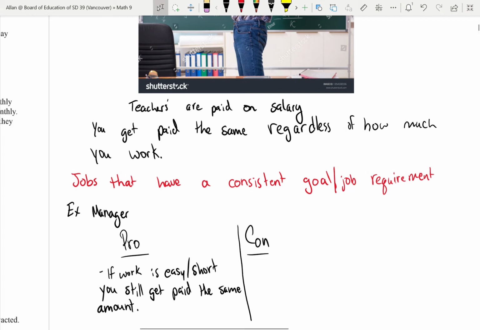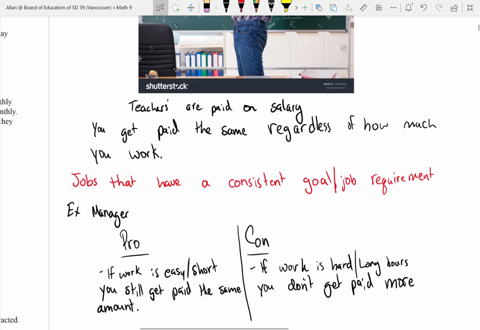Well, the pro is also a con because you get paid the same amount each time. So if work is, say, hard, or you have to work long hours, so you have to stay late, you don't get paid more. So a good example of this, I'll follow the teacher idea.